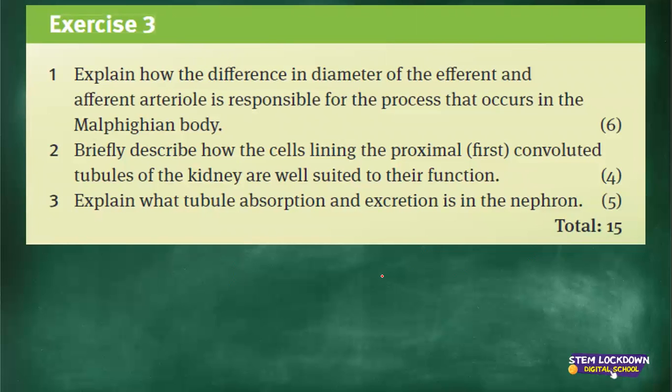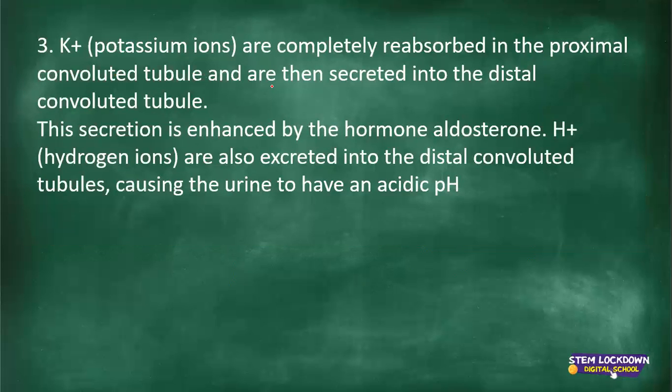Then the last one: explain what tubule reabsorption and excretion is in the nephron. Potassium ions are completely reabsorbed in the proximal convoluted tubule and are then secreted into the distal convoluted tubule. This secretion is enhanced by the hormone aldosterone. Then hydrogen ions are also excreted into the distal convoluted tubules, causing the urine to have an acidic pH.